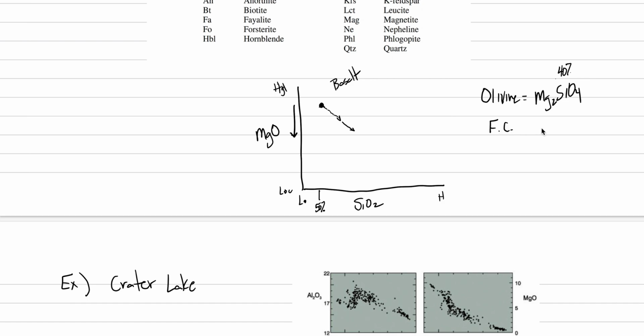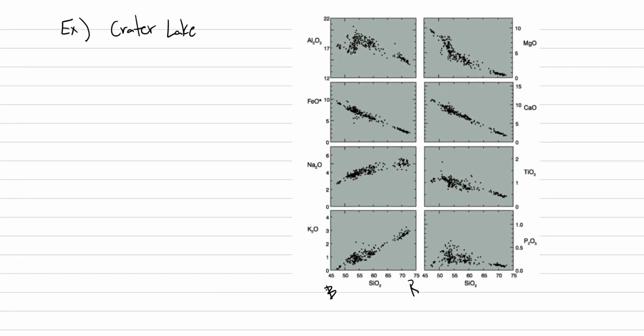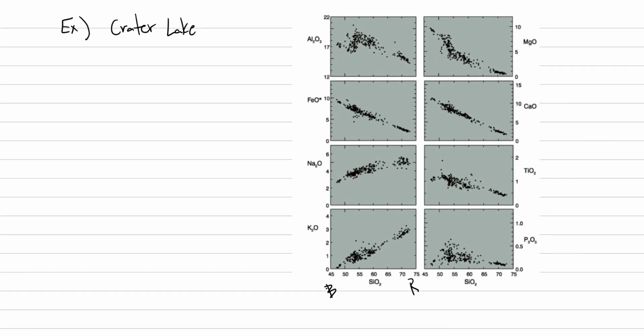Olivine FC example. Now we can do that with a lot of different minerals at a much grander scale. Let's look at magnesium versus silica. So this panel right here is the panel we were just looking at, and it shows that as the magmas at Crater Lake evolve, the initial magmas are enriched in magnesium and go down. Well, this is showing us that olivine probably is crystallizing at Crater Lake.